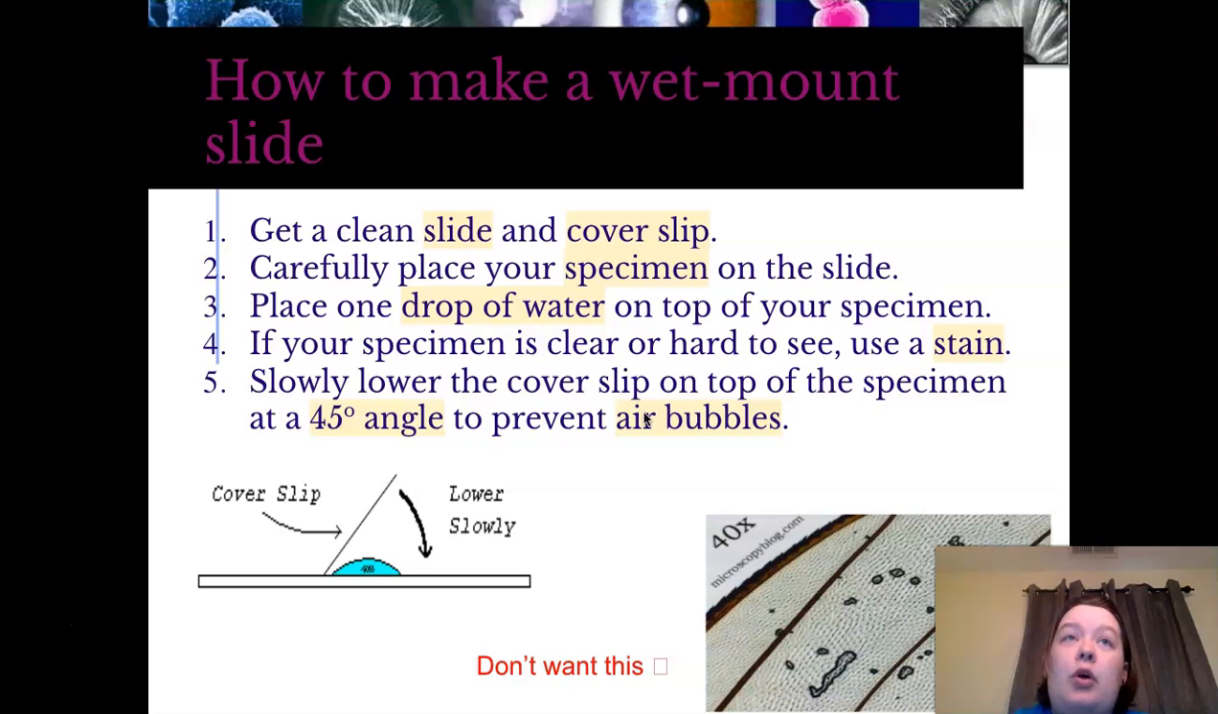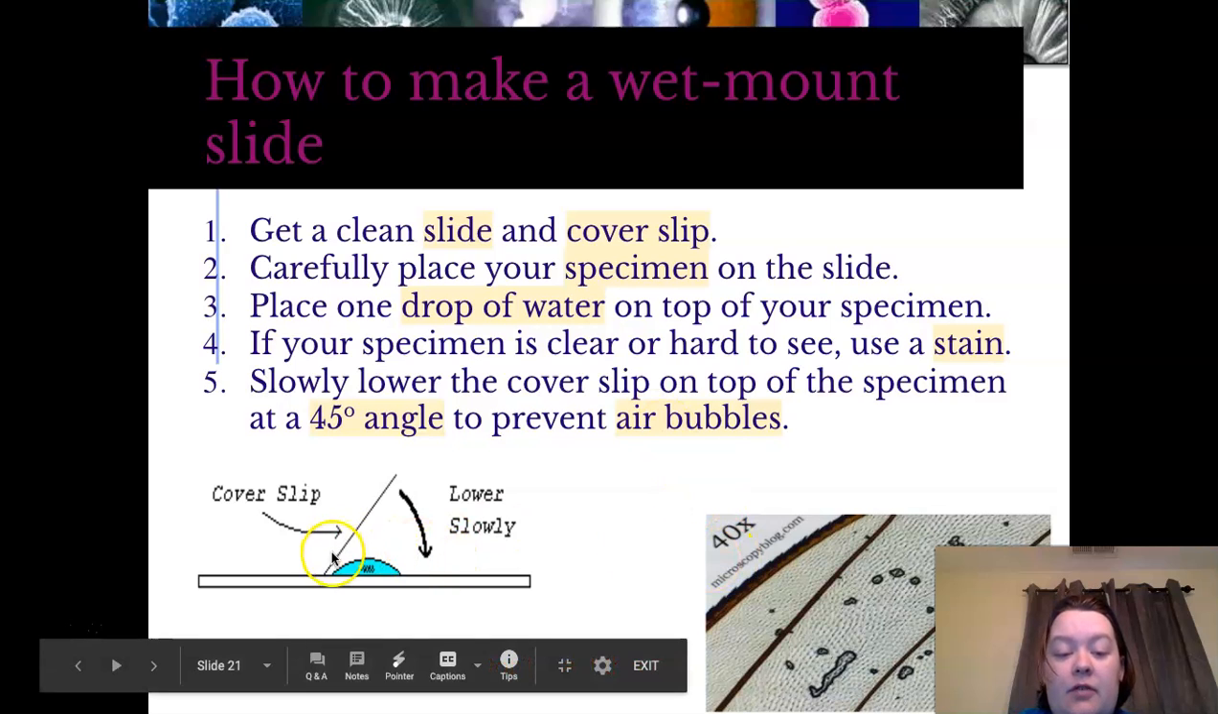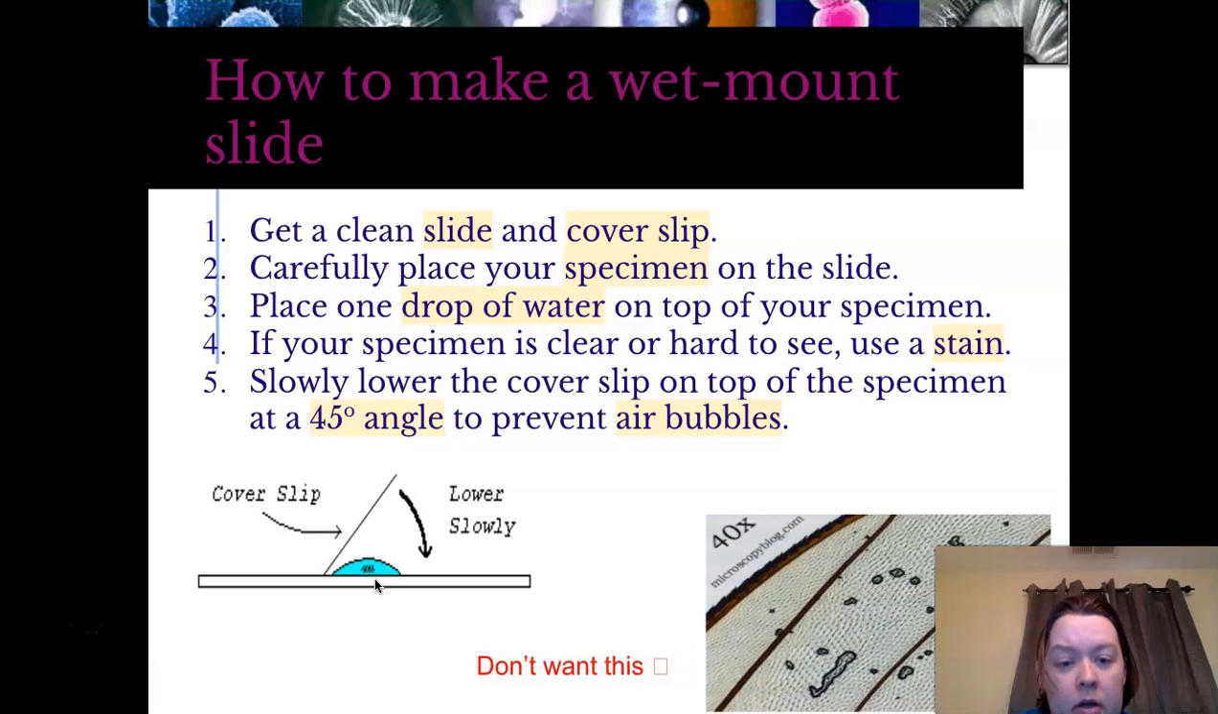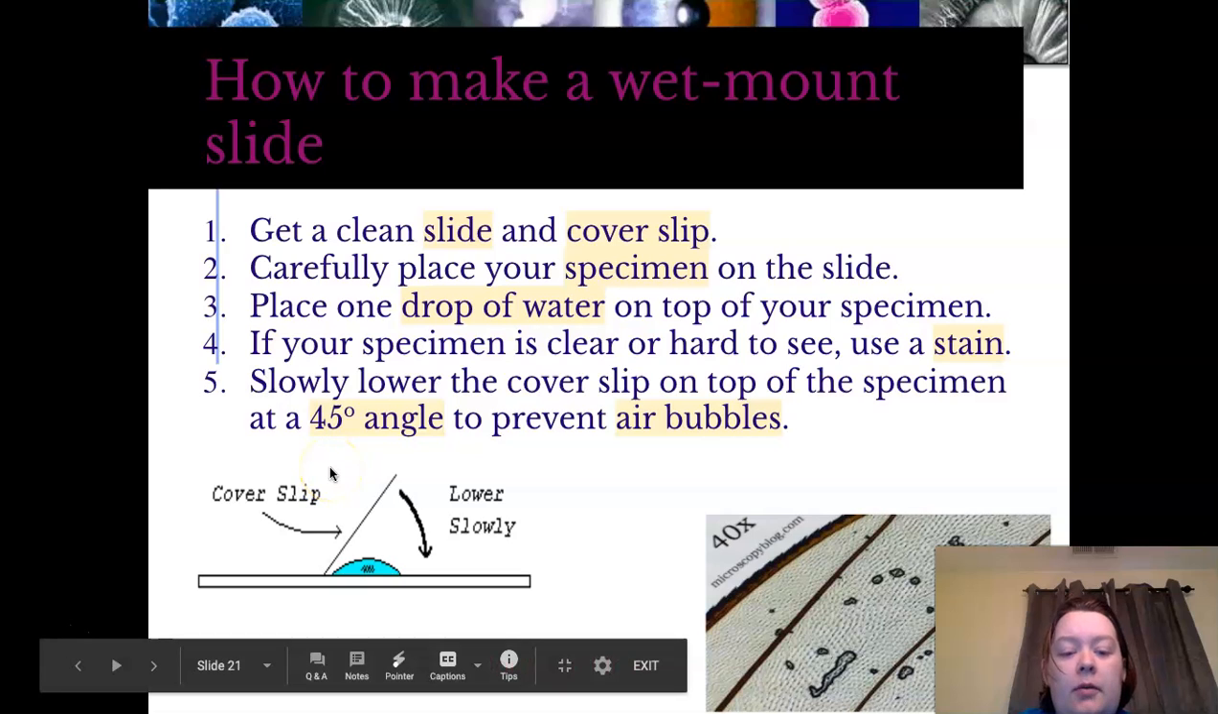So our last part is knowing actually how to make a wet mount slide. Again, a wet mount slide is made in order to view our specimen. So first you got to get a clean slide. Your slides are made of glass, so you want to make sure it's perfectly clean. And you also want to grab a clean cover slip, which again is a very, very thin piece of glass. You're going to carefully place your specimen right on the slide. Remember, your specimen needs to be thin so that the light can pass through it. Then you're going to place 1 drop of water. So 1 drop of water on top of your specimen, like you see here.